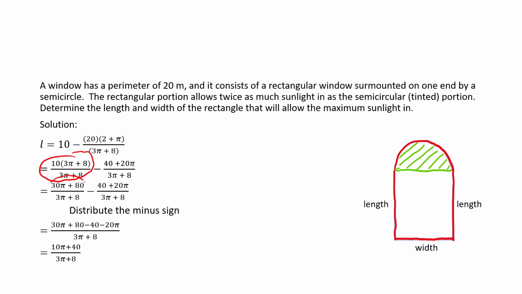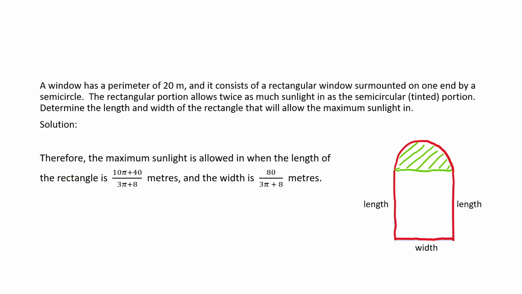And we distribute that first numerator. And then we remember in the next step to distribute the minus sign. And ultimately we get 10 pi plus 40 over 3 pi plus 8. And so the maximum sunlight allowed will be when the length of the rectangle is 10 pi plus 40 over 3 pi plus 8, and the width is 80 over 3 pi plus 8.